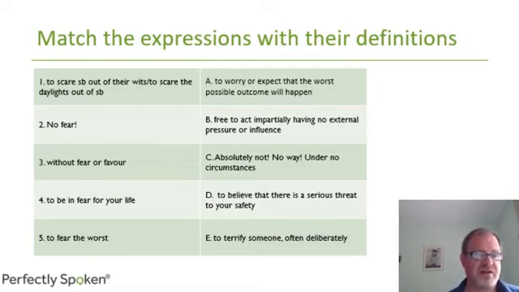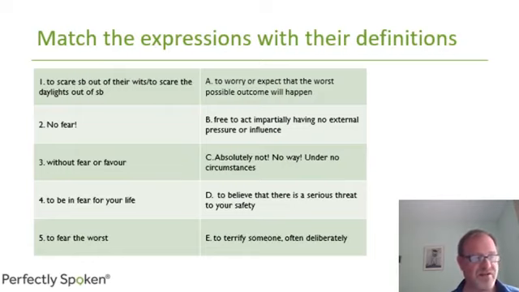And the definitions we have are A, to worry or expect that the worst possible outcome will happen. B, free to act impartially, having no external pressure or influence, basically being able to come to your own decisions without being influenced by anyone else. C, absolutely not, no way, under no circumstances. D, to believe that there is a serious threat to your safety. And E, to terrify someone, often deliberately.